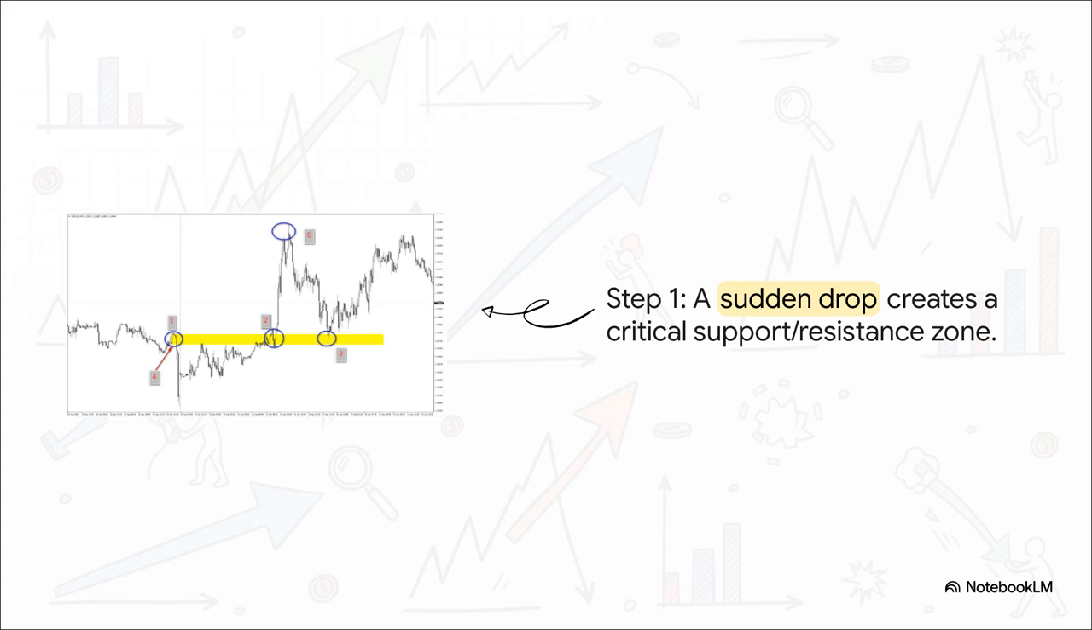Step one starts with this sudden, really sharp price drop. The source material actually suggests this is often a manipulation play, right? Designed to shake people out. But what it does for us is it creates this critical area, that yellow zone you see there. That's our new support and resistance zone.